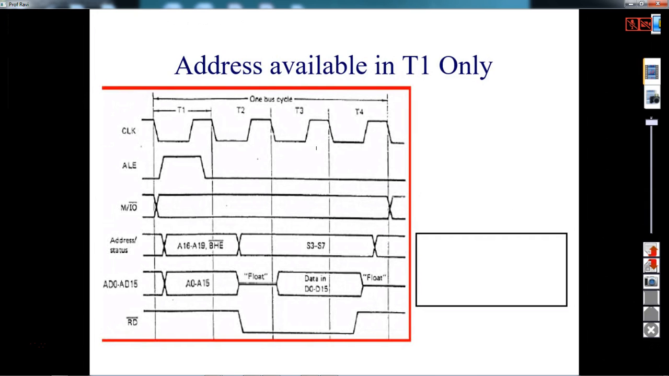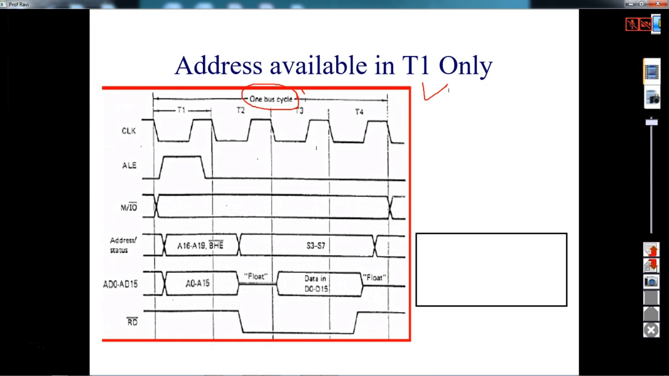So this is called a timing diagram. If you connect these pins to a CRO, then you can see these signals. Now, with reference to the clock, this is one bus cycle. We will try to see what exactly one bus cycle is.